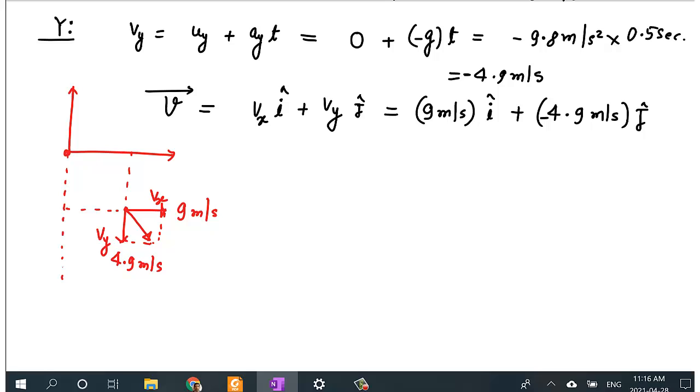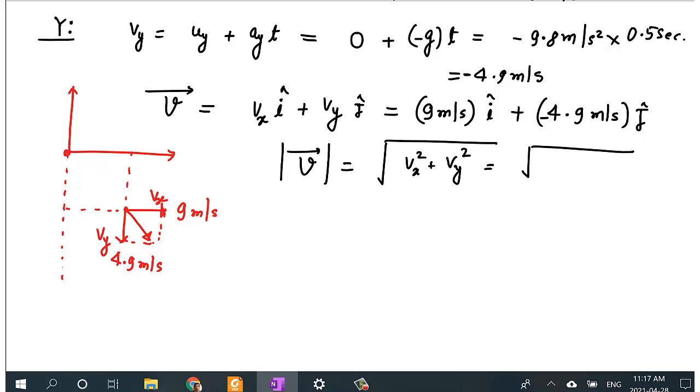So this is the resultant velocity, and this is the x component of velocity, and this is the y component of velocity. So we can calculate the magnitude of velocity, that is speed, which is the square root of vx square plus vy square. So this is 9 meter per second whole square plus 4.9 meter per second whole square. And then if you take the root, this value will come to 10.2 meter per second. So the object has a speed of 10.2 meter per second after 0.5 second, that is half a second.